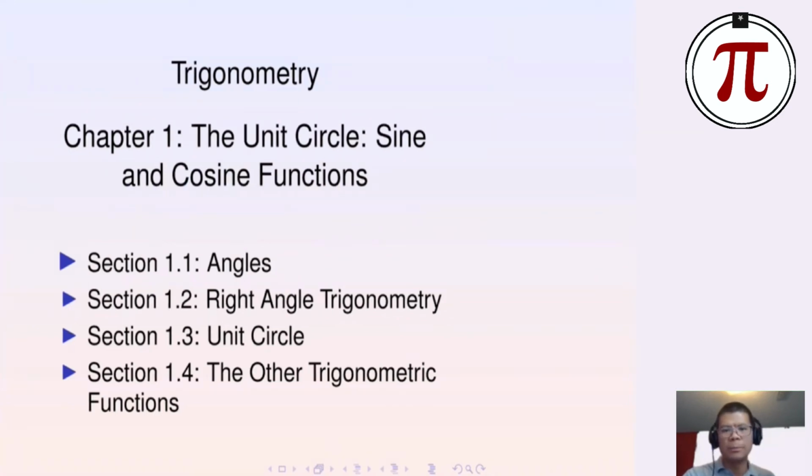In last class, we talked about right angle trigonometry, where we introduced the right triangle, the adjacent side, opposite side, and the hypotenuse, and how to use them to find the sine, cosine, tangent, cotangent, and all these trigonometric functions. So we have 6 of them: sine, cosine, tangent, secant, cosecant, and cotangent functions.